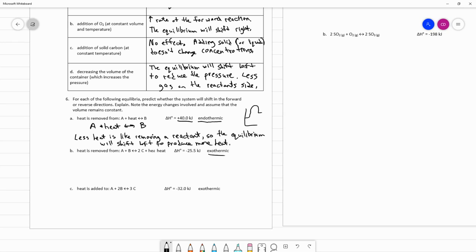Okay, so I don't know why it says heat here twice. It should just be heat. Heat is removed, so here we have A plus B gives us 2C plus heat, and this is an exothermic reaction. Heat is a product of this reaction, so if we're removing a product, the reaction will shift right to produce more heat. So equilibrium will shift right to produce more heat.